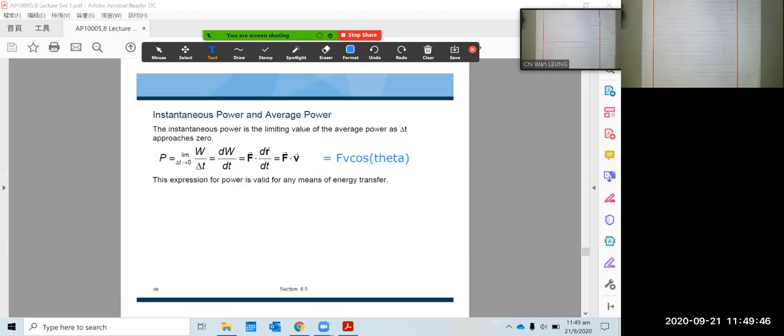So these are the topics covered in units 6 and 7.